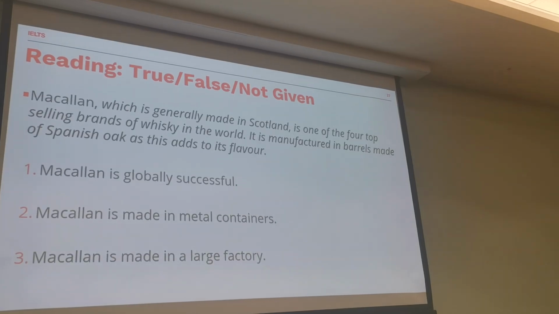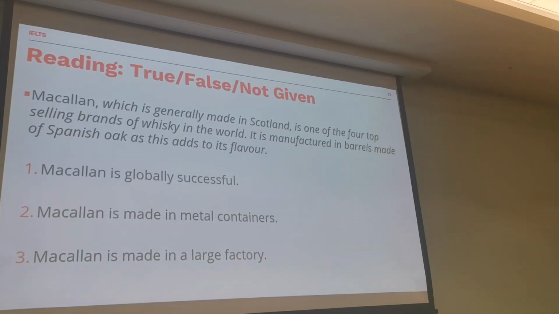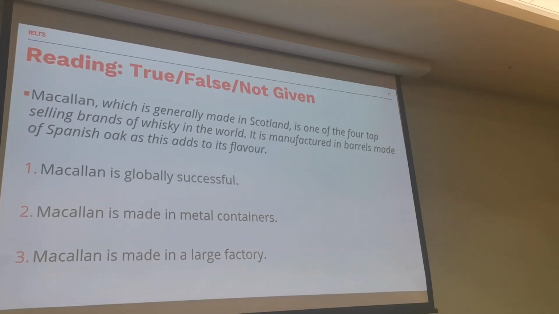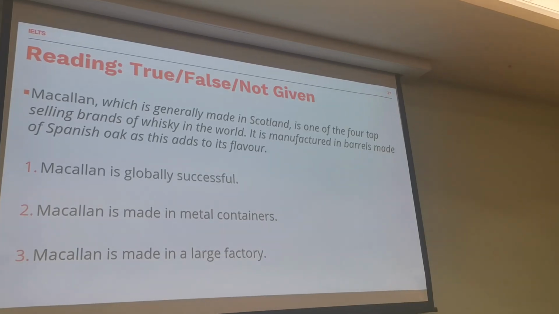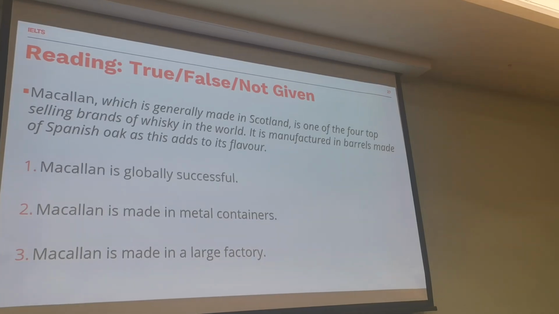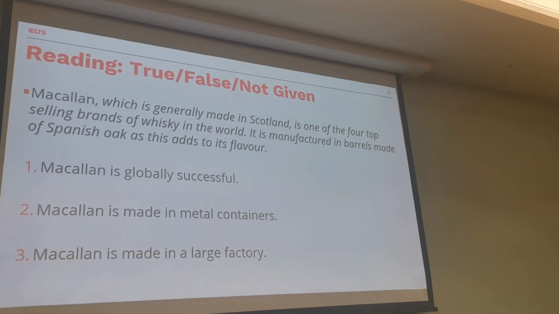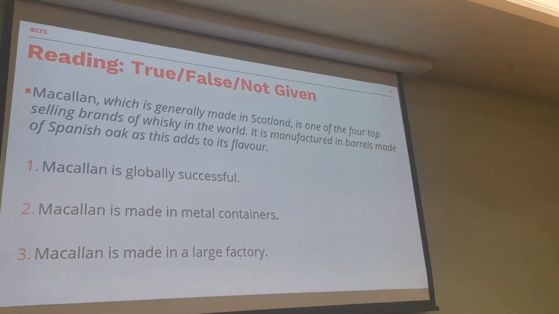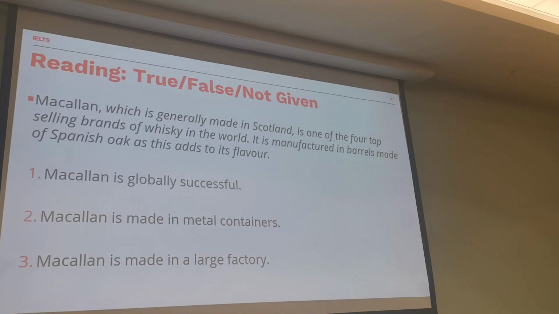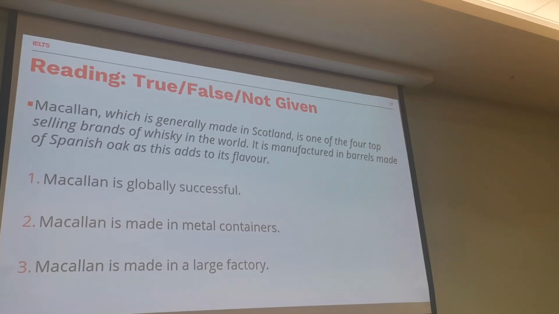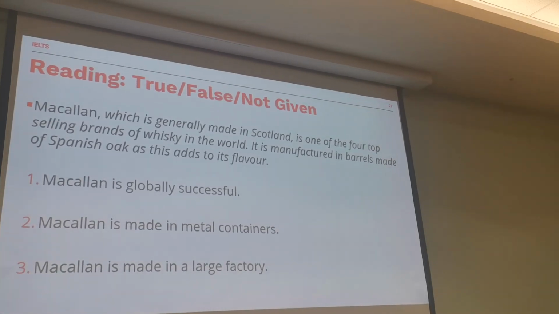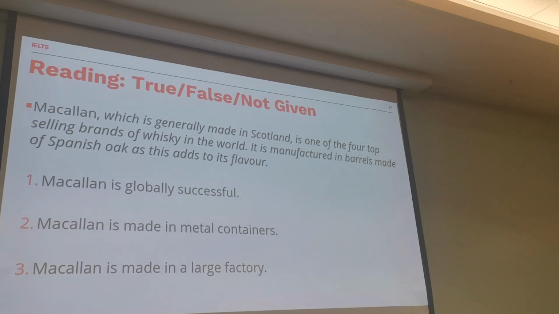Let's look at this example. So Macallan, which is generally made in Scotland, is one of the 4 top-selling brands of whiskey in the world. It's manufactured in barrels made of Spanish oak, as this adds to its flavour. So we have 3 statements. Macallan is globally successful, it's made in metal containers, and it's made in a large factory. Again, with the person next to you, which one of these is true, which one is false, which one is not given, based on this short paragraph?